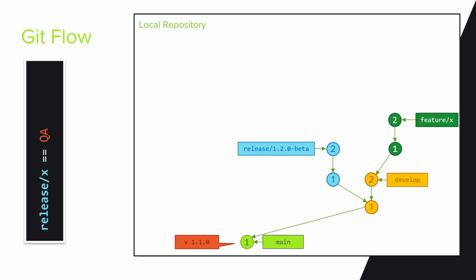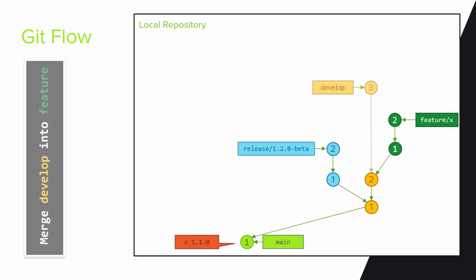The role of these branches is to prepare all changes in develop for release. Developers in charge of the release are free to develop on these branches, but only to fix issues found by our QA specialists. No new features should be implemented on these branches.